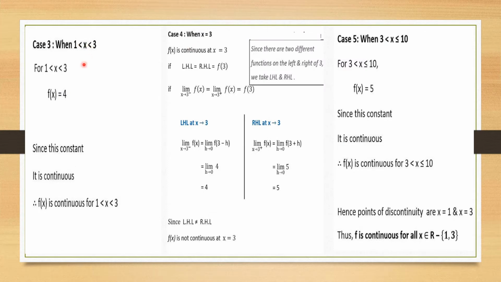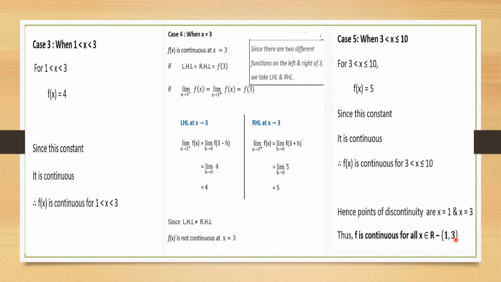Between 1 and 3, function is 4, a constant, so continuous. At x equal to 3, I have to go for LHL and RHL again. Same way, put x as 3 minus h and x as 3 plus h for left and right hand limit. There are no x to put these values in, so LHL has value 4, RHL is 5, which are not equal, so function is not continuous. Between 3 and 10, it is again 5, a constant one, so it is continuous everywhere.